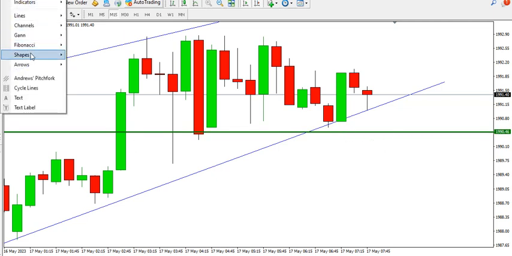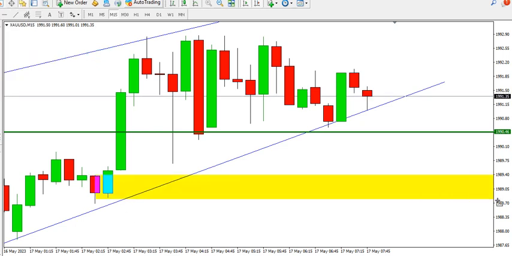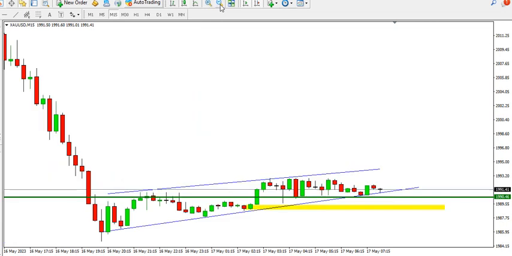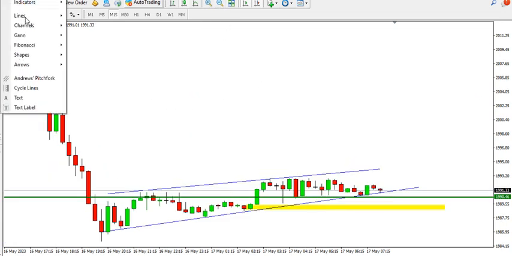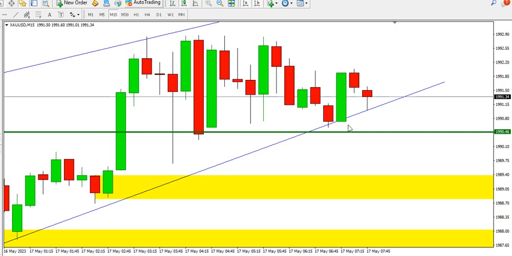Our order block on 15 minutes time frame, we have this order block around here. That's the 1989 zone. Okay, that's our first support. The second support is at, let's look at it, this second spot is at 1987 zone. Okay, so look for scalp selling opportunity.